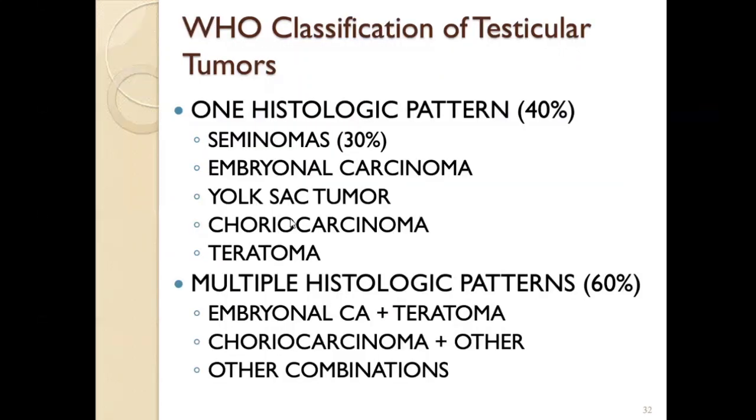The WHO, World Health Organization, classification of testicular tumors: first of all, you have to say if the tumor is of one histologic pattern, and these constitute 40% of all the tumors. The most common among them is seminoma; others are embryonal carcinoma, yolk sac tumor, choriocarcinoma, and teratoma. Others have multiple histologic patterns, such as teratoma mixed with embryonal carcinoma, choriocarcinoma with other patterns, or many other combinations.